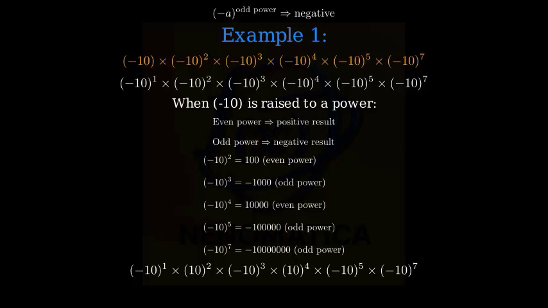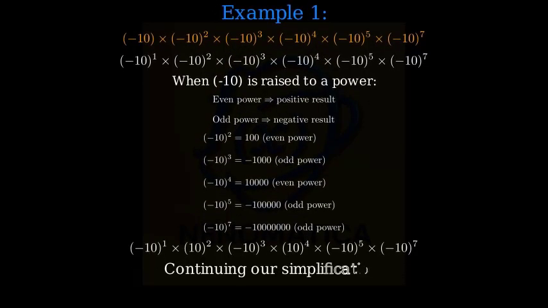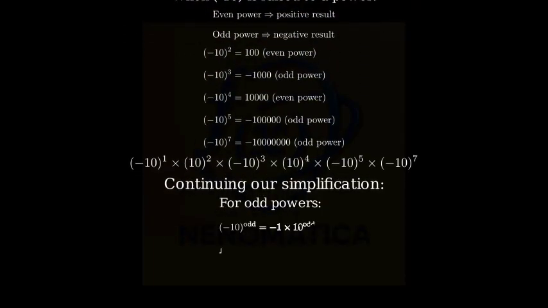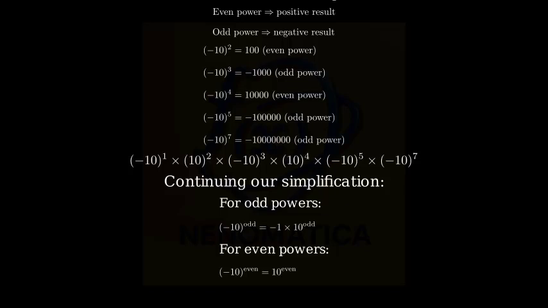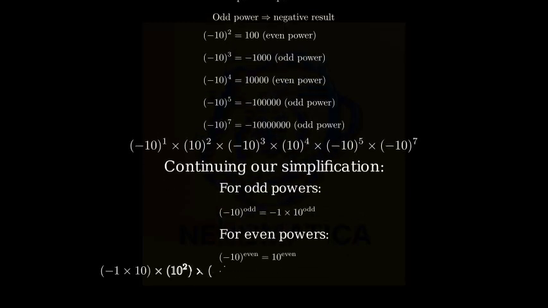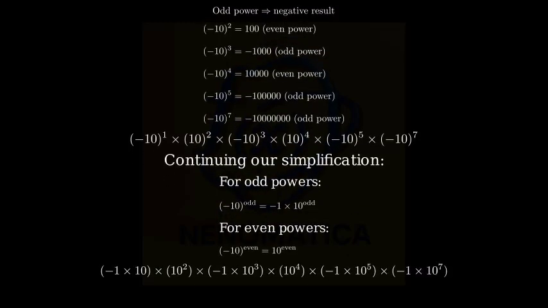Let's continue simplifying. We can further rewrite this in a different way. The negative 10 to odd powers can be written as negative 1 times 10 to that power. And for all the even powers, we simply have 10 to that power. So our expression becomes negative 10 times 10 squared times negative 10 cubed times 10 to the fourth times negative 10 to the fifth times negative 10 to the seventh. Now, let's handle the negative signs. We have negative 10, which is negative 1 times 10.